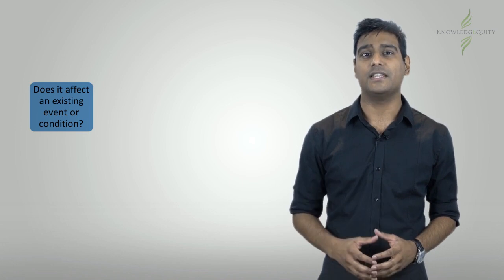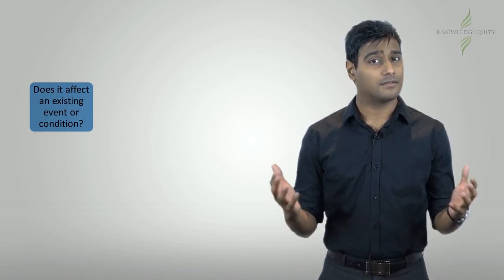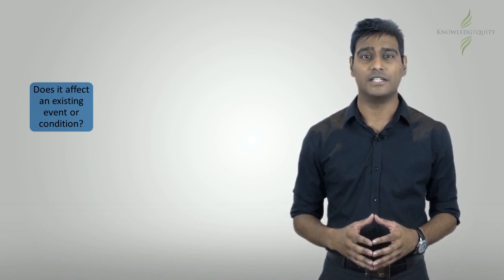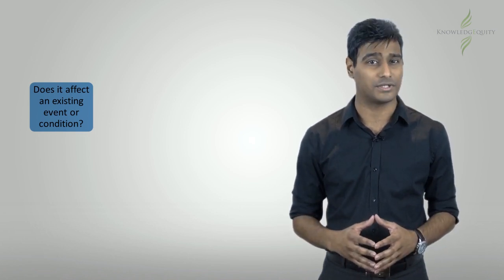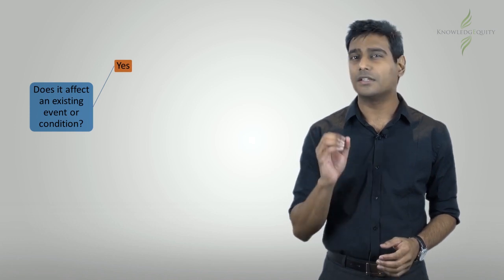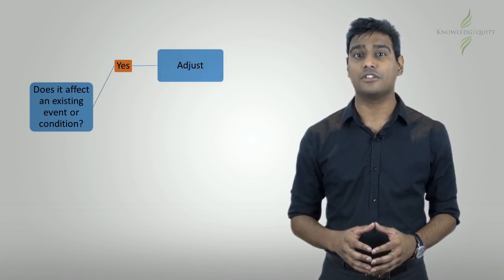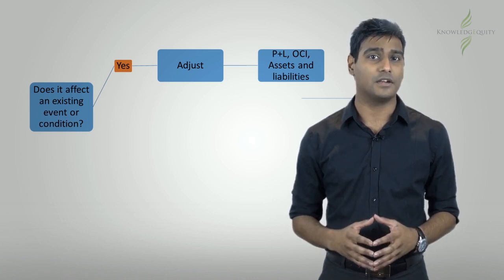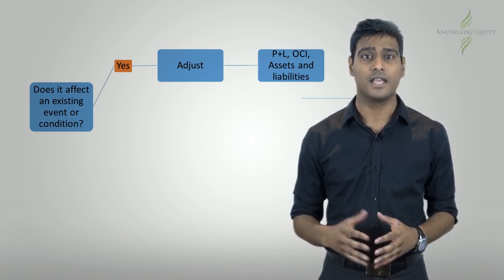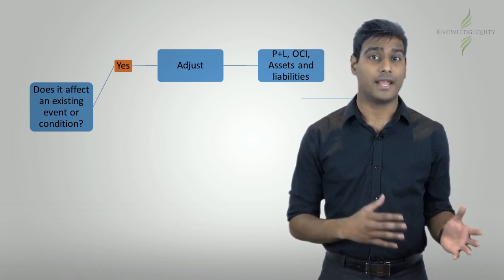The first question that needs to be considered is, does the subsequent event provide additional information about an event or condition that existed at the reporting date? If the answer is yes, then it is considered to be an adjusting event. That is, IAS 10 paragraph 8 requires an adjustment to profit and losses and other comprehensive income and assets and liabilities.